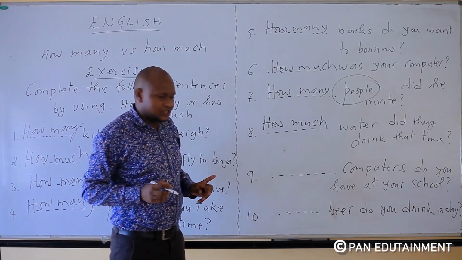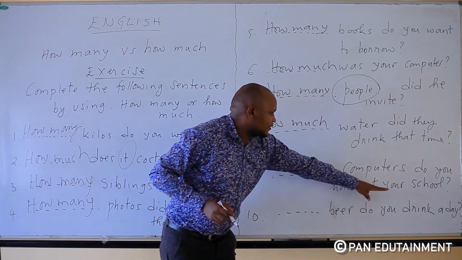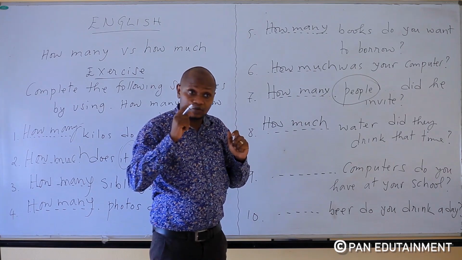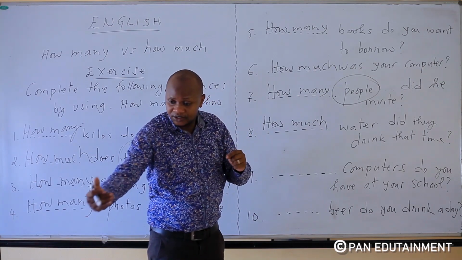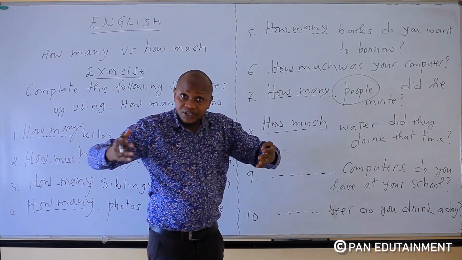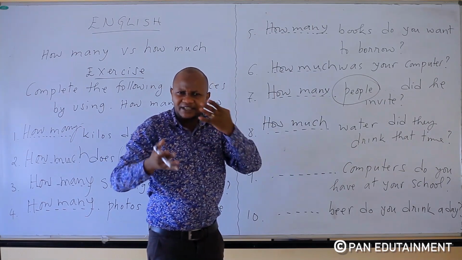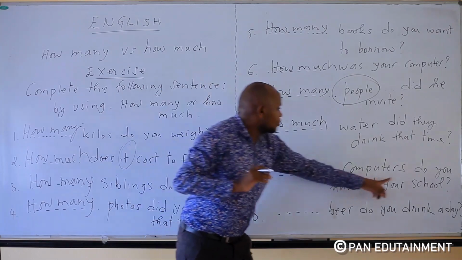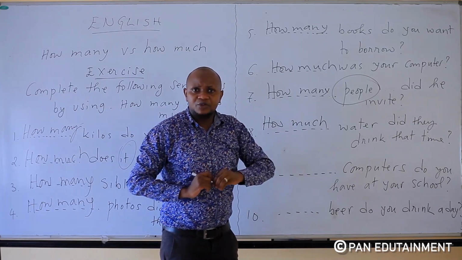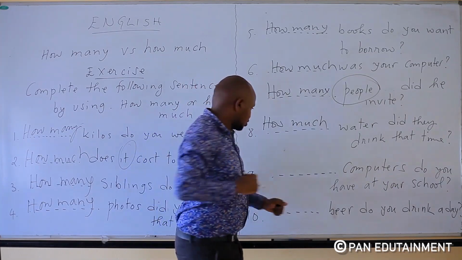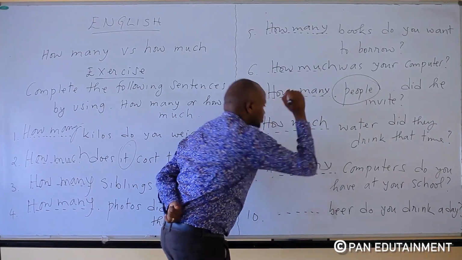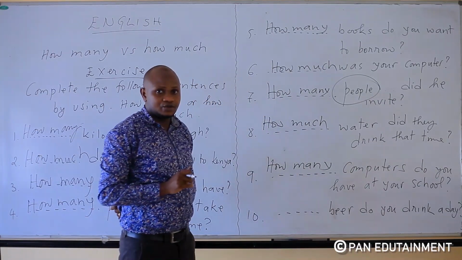Number nine, computers, do you have at your school? Computers. We can count computers: one computer, two computers, three computers, 100 computers, 1,000,000 computers, 30 computers. They are countable. That's why we put how many. How many computers do you have at your school? Good.